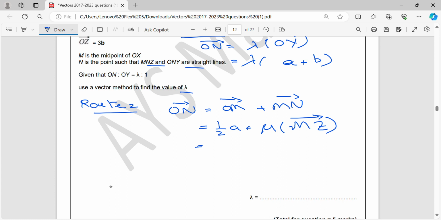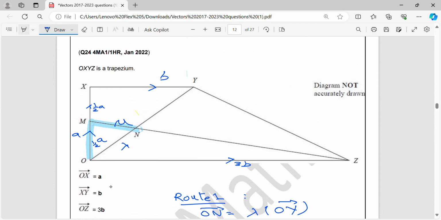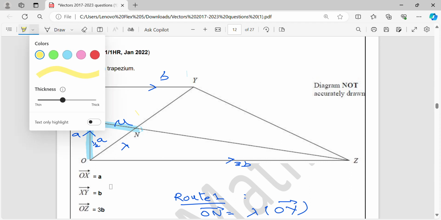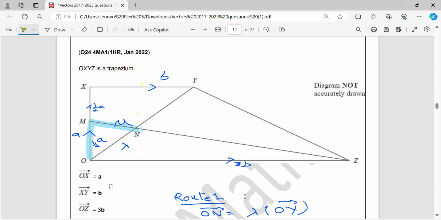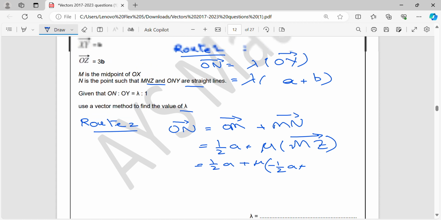Okay, let's continue. Half of a plus nu. Now let's find out what is MZ. Before that, let's look at the route of MZ. So MZ is, we will follow this route, MO plus OZ. MO is in the opposite direction, so this would be negative, minus 1/2 a. OZ is 3b. Okay, so this is my second route.